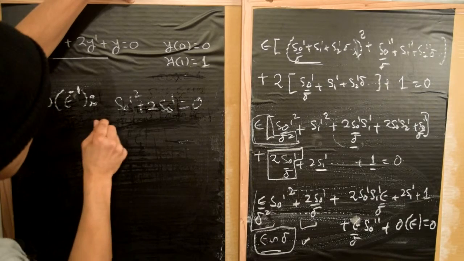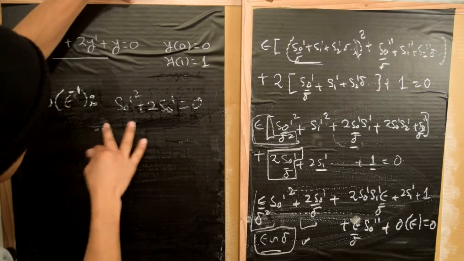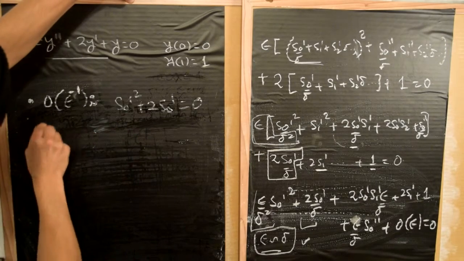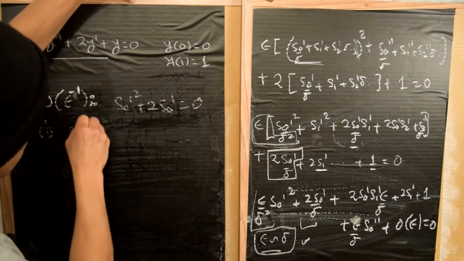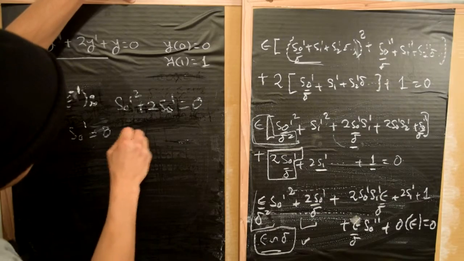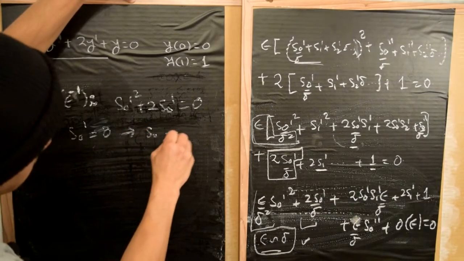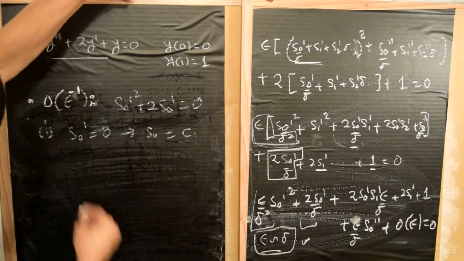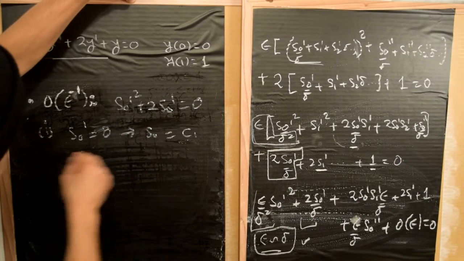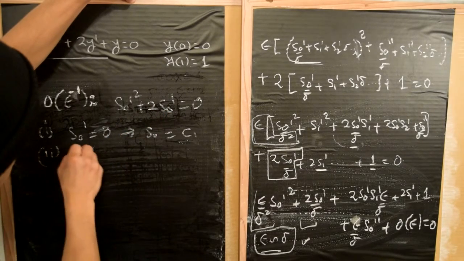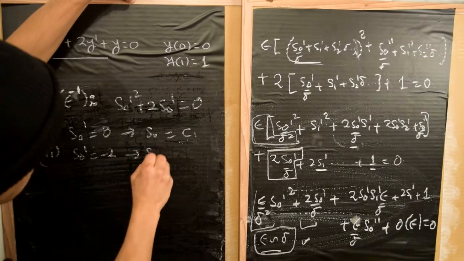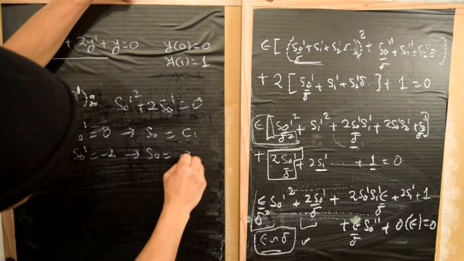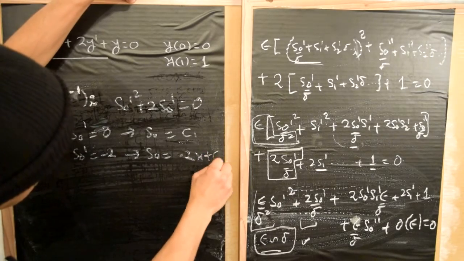One is that s naught, let's write it here. The first solution is s naught prime is 0, which means that s naught is some constant c1, right? S naught prime is 0 is the first solution. The second is that s naught prime is minus 2, which means s naught is minus 2 times x plus some constant.